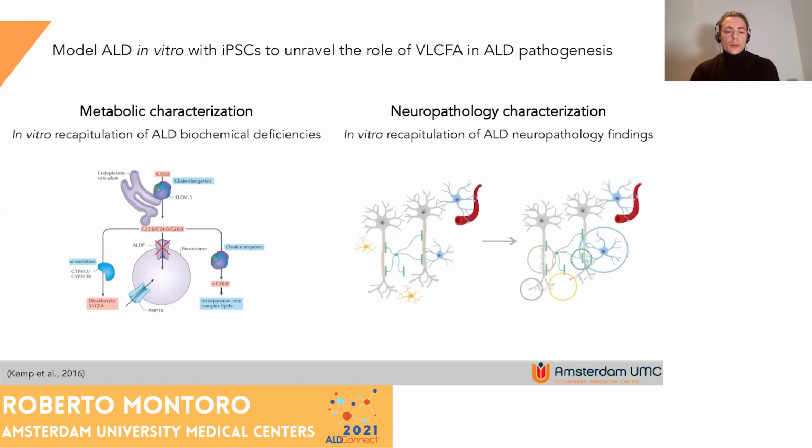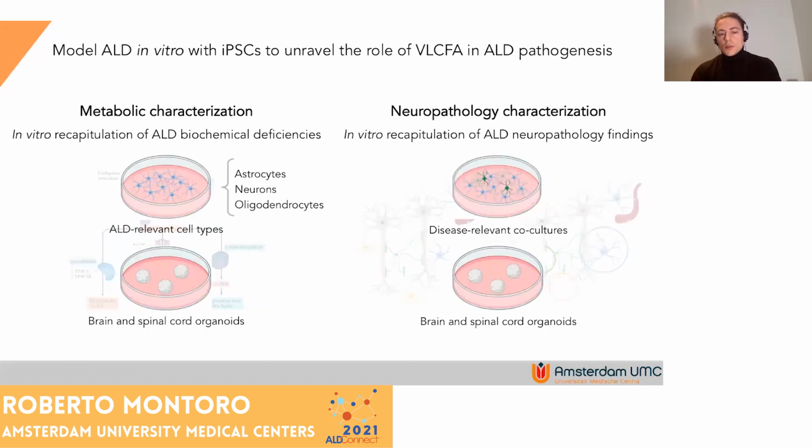And as a broad picture of the work that I'm involved in at Stephan's lab, we're trying to model ALD in vitro to understand the role of the very long chain fatty acids in ALD. And we do so by metabolically characterizing these cells and organoids. We're also working on more functional or physiologically relevant assays to understand the neuropathology. To do so, we use different model systems. For example, today I've mainly focused on the astrocyte, but we're also working on making neurons and oligodendrocytes. And these are monocultures, so there is only one cell type in the dish.